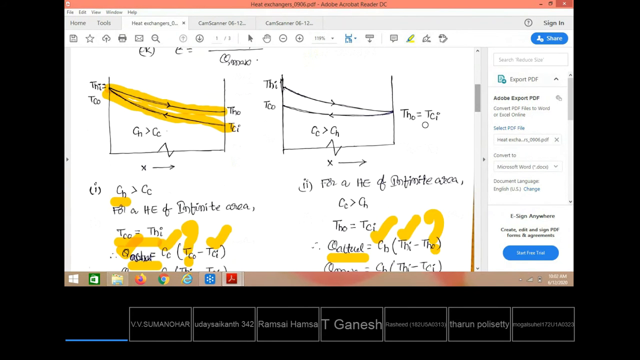Similarly, in the other case, when Ch is less than Cc, or Cc is greater than Ch, the outlet temperature of the hot fluid will become the same as the cold fluid inlet temperature. So not below this can we drop the temperature of the hot fluid. So when Ch is greater than Cc, in this case Tc naught equals Thi. When Cc is greater than Ch, in this case Th naught will be Tci.